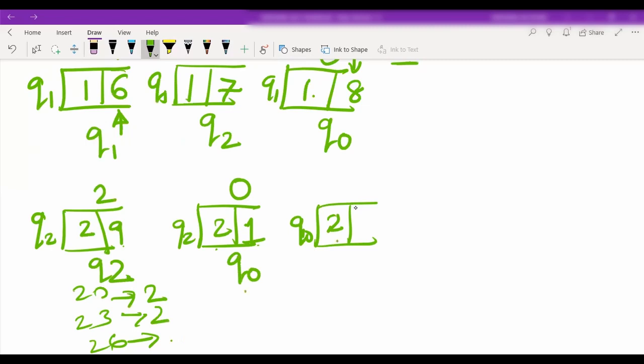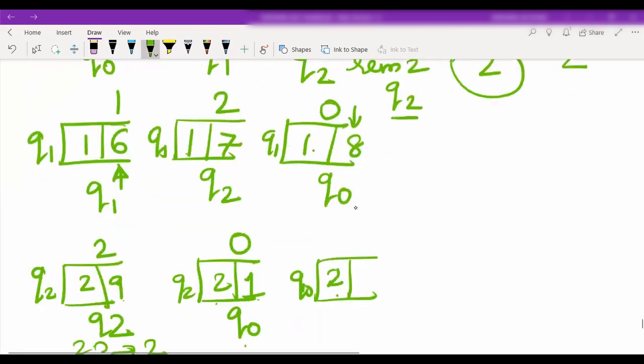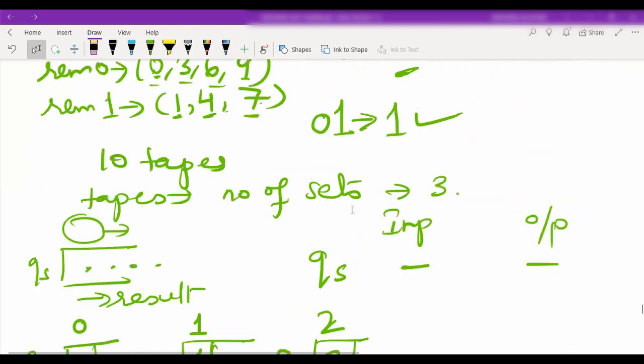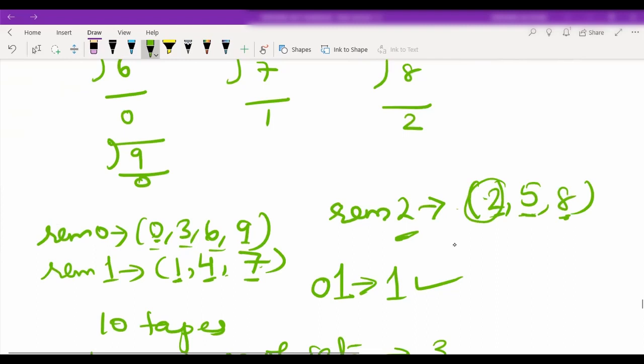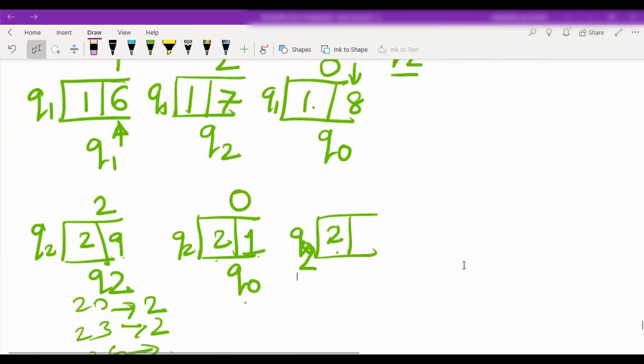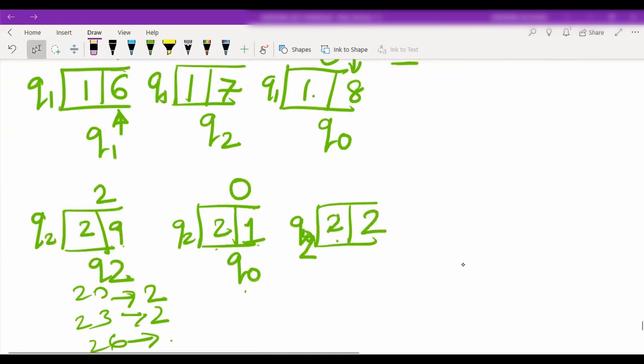Now we have to consider the Q2 state. We have to consider the Q2 state with one element from the remainder 2 set. So, for example, I'm taking number 2. So number 2 at the unit place and 2 at the tens place, the number generated is 22. When 22 is divided by 3, it leaves the remainder 1, and remainder 1 is indicated by the state Q1.